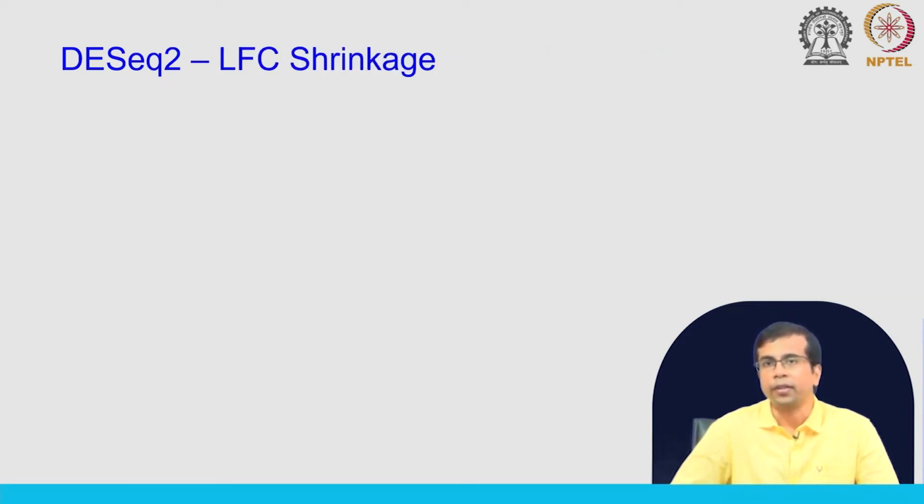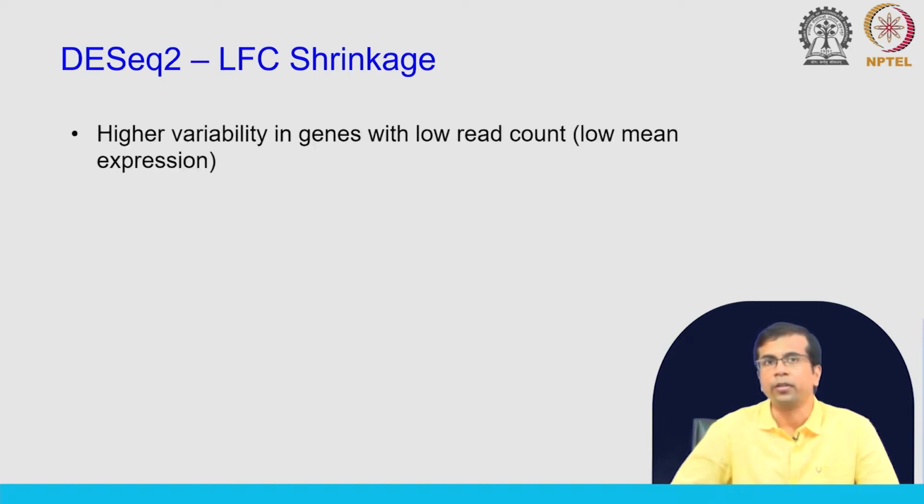Now, once we have estimated the dispersion, we also calculate the log-fold change, and there is another term we use called log-fold change shrinkage. What does it mean? This is also somewhat related. What we see in RNA-seq data, or also in microarray data, is that genes that have low read count or low mean expression actually show a lot of variability in the data. The technical replicates show a lot of variability. This is kind of expected.